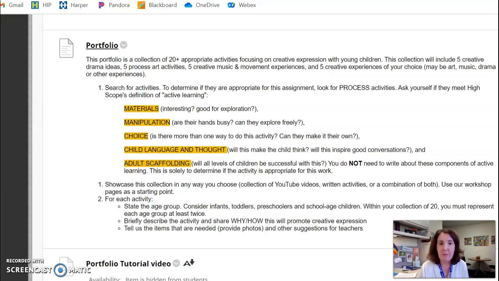We've talked about in class some of the activities we do. I would never do them with infants and toddlers. And some, all different ages, all different things. Briefly describe the activity, how and why it will promote creative expression. Tell us the items that you need. So again, not much, just bullet points.